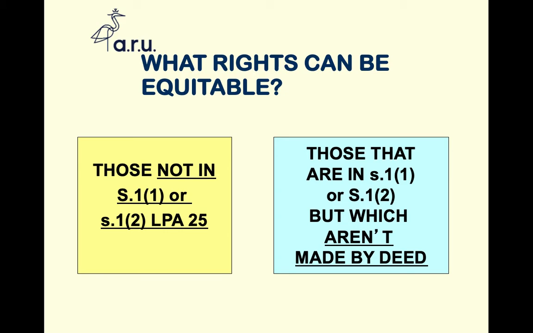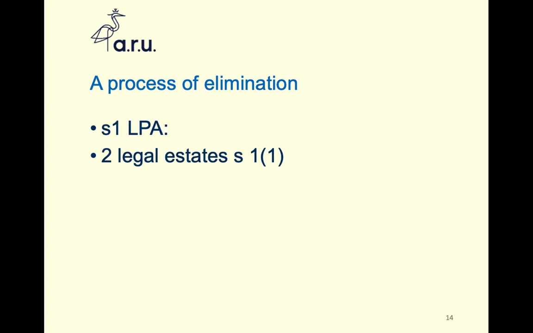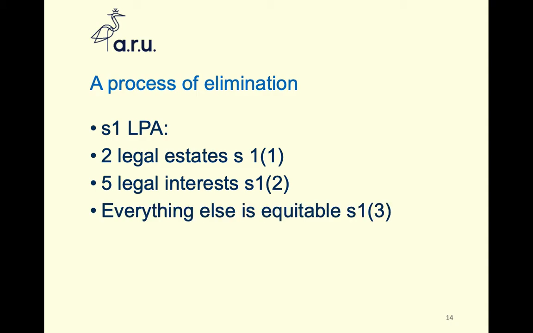Okay, again, we're going to do lots and lots of work on this together in class, so if you feel out of your depth, don't worry, we will work through it together. All that means is it's a process of elimination, really. You get your two legal estates under section 1.1 of the Law of Property Act, fee simple absolute in possession and term of years absolute. You get your five legal interests under section 1.2: easement, rent charge, first mortgage, second mortgage, and right of entry. Everything else then becomes equitable.